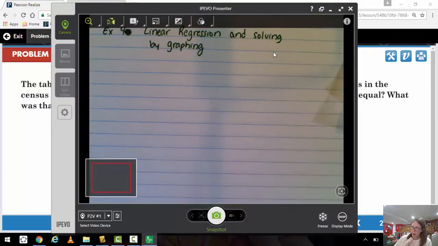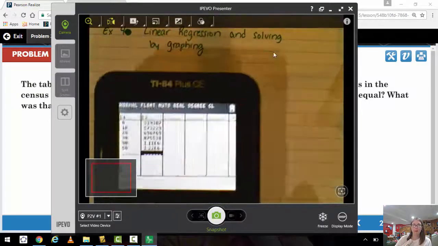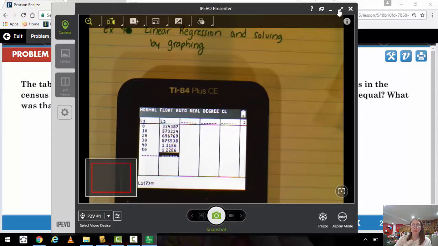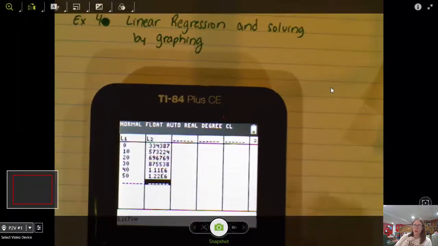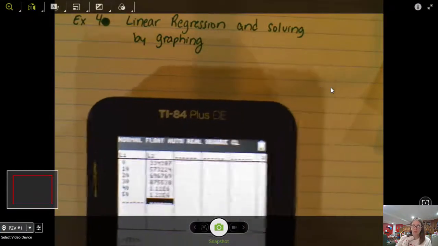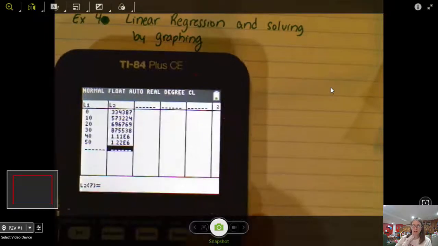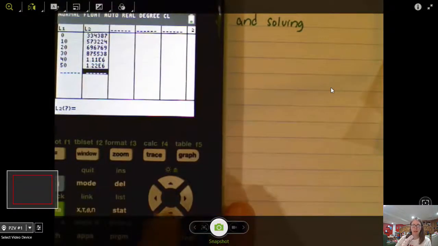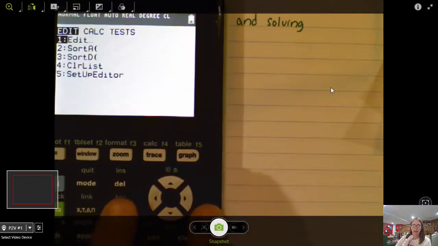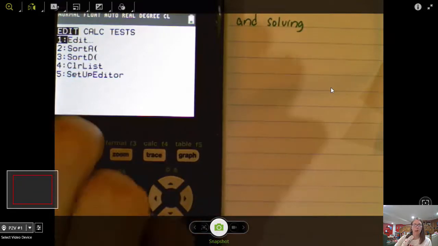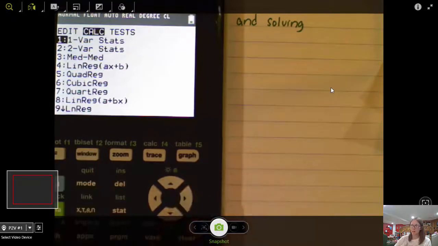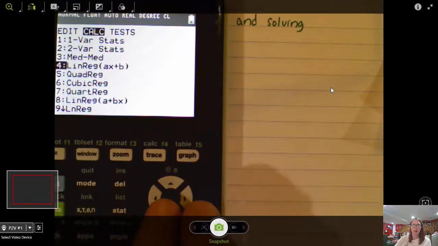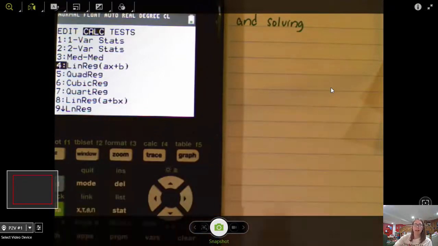All right, and here we are. After we have our data in our calculator, here is what we are going to do. I'm going to go to stat again, over to calc, and then scroll down to linreg ax plus b.